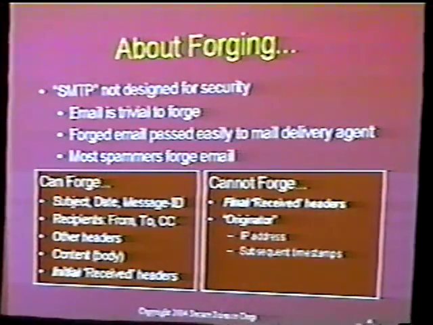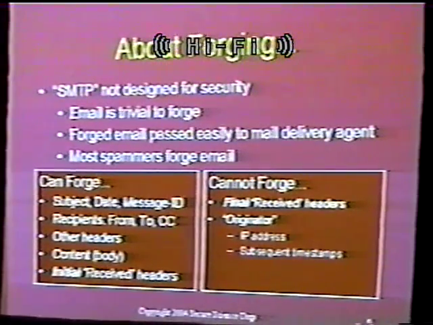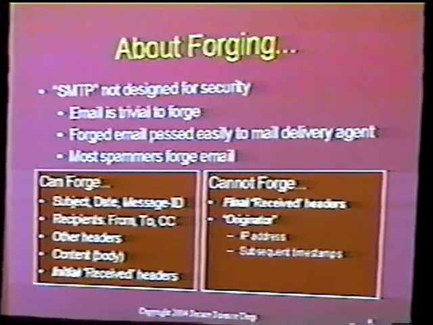Now that you know how email works, we can actually start talking about how to forge email. You see, the Simple Mail Transport Protocol was never designed for security. Because of this, email is trivial to forge, and fake email can be easily passed to various mail delivery agents for actual delivery. The reason this is important is that most spammers forge email. They can forge things like the subject, the date, the message ID, the recipients: to, from, carbon copies, blind carbon copies. They don't have to stick with these standard headers, they can create their own. And the content, the body of the email, can say whatever they want.